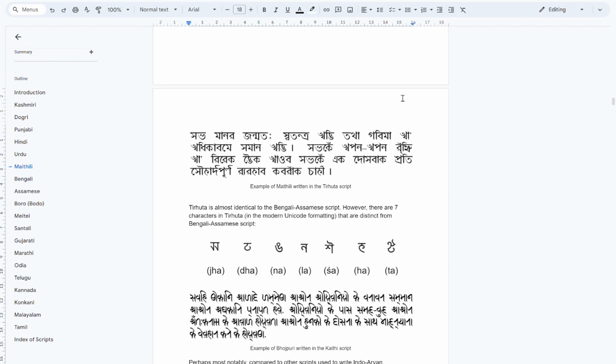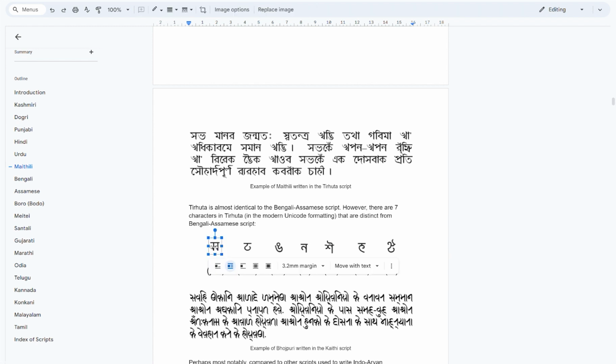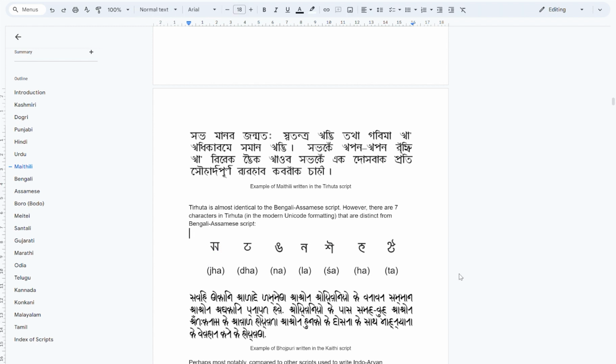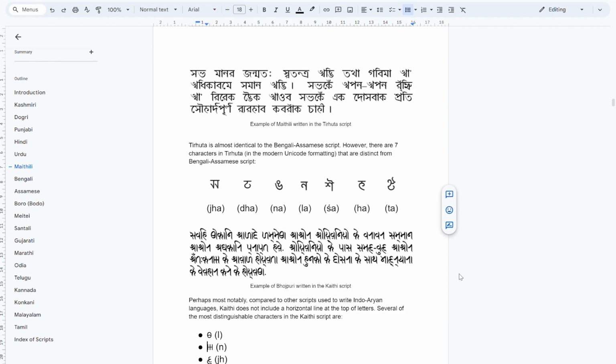So Tirhuta is almost identical to the Bengali script, which we'll cover shortly. There are 7 characters in Tirhuta, at least in the modern Unicode formatting, that are distinct from Bengali-Assamese. Those are these ones. You can have a look at those for yourself. I won't bother to go through each one of those.